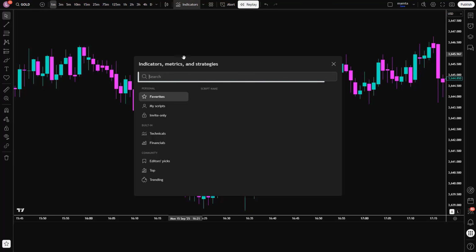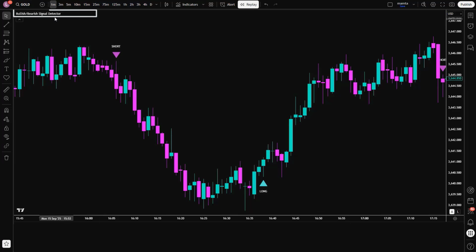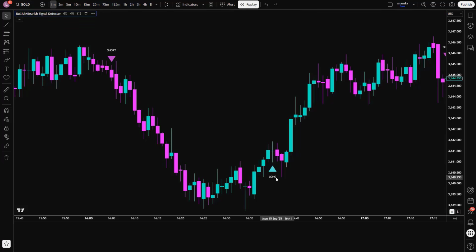First of all, we will search for uptrend bullish-bearish signal detector in the search box of TradingView. After that, we have to click on the uptrend bullish-bearish signal detector option, in which we have to change some settings. We have to change this MACD fast length option from 23 to 24. We have to change the slow length option from 26 to 46. We have to change the signal length option from 9 to 15. We have to change the RSI length option from 14 to 3.